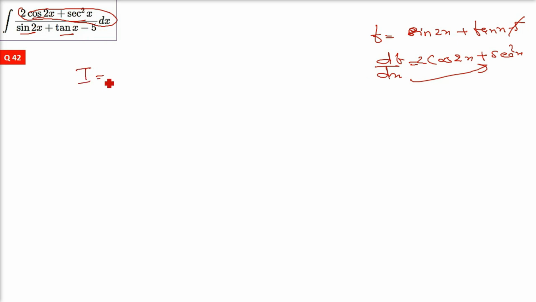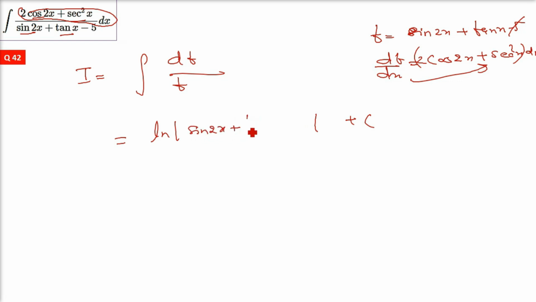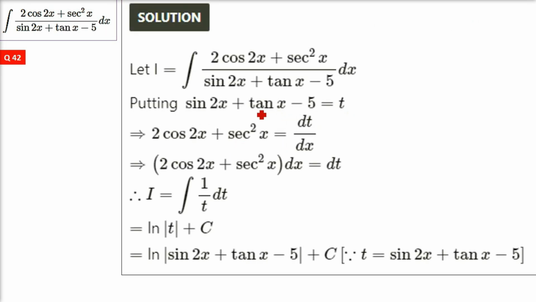So this integration will be integration of dt, this whole numerator I am talking about, and then the denominator is already t. Now you have a straightforward solution. ln modulus of whatever comes inside, which is t only, which you initially imagined. It's going to be sine 2x plus 10x minus 5. So in place of t, because the result would be ln modulus of t plus constant of integration. So I'm just bypassing one step. So this is the result I was talking about. So this is the whole way you have to actually write it.